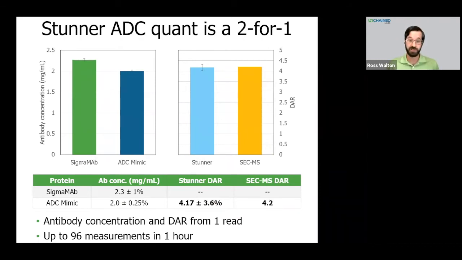So extremely close results. With Stunner, you can measure antibody concentration and determine DAR from a single read and read 96 samples in about an hour. Plus, you get DLS results, which I'll show you. It can be extremely important.